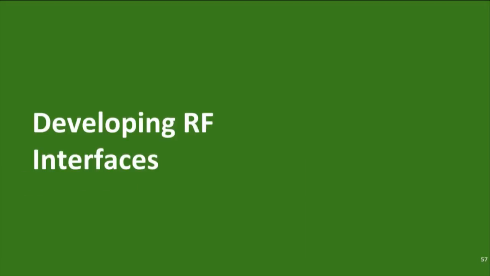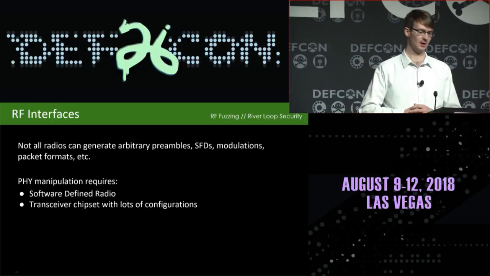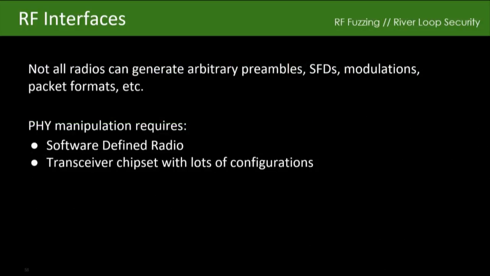So to wrap this up, I want to talk briefly about RF interfaces and where we want to take this research and what we want to enable further work here. One of the challenges, as you just saw with presenting this demo, is that developing arbitrary RF content, arbitrary physical layers to inject at these receivers, is not always easy to do. The reason is that not all COTS radios are able to generate things like arbitrary preambles or change the SFD value that it's correlating against, or even change the packet format, modulation, things like that. And in order to do that on the physical layer, we either need to rely on software-defined radio or get our hands on a transceiver chipset that enables us to configure these things.